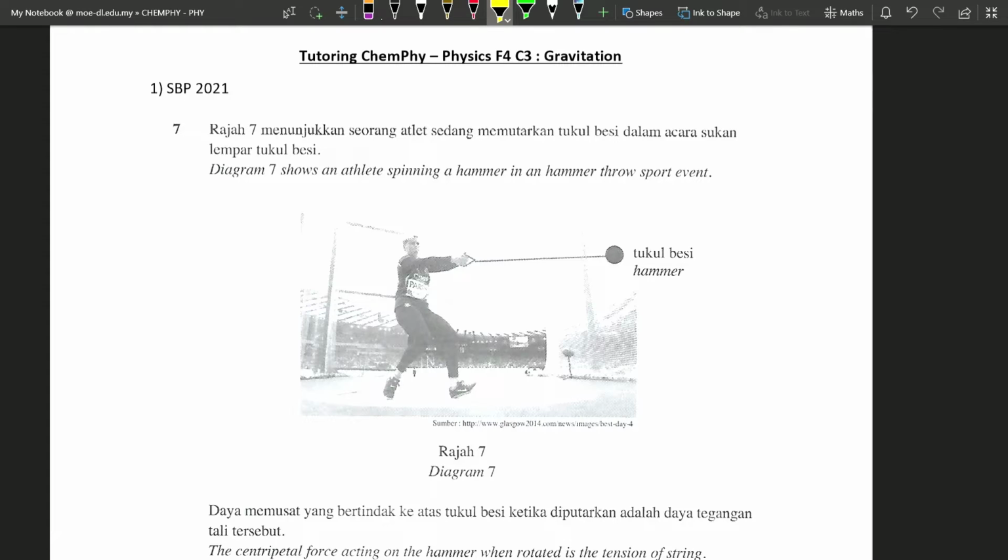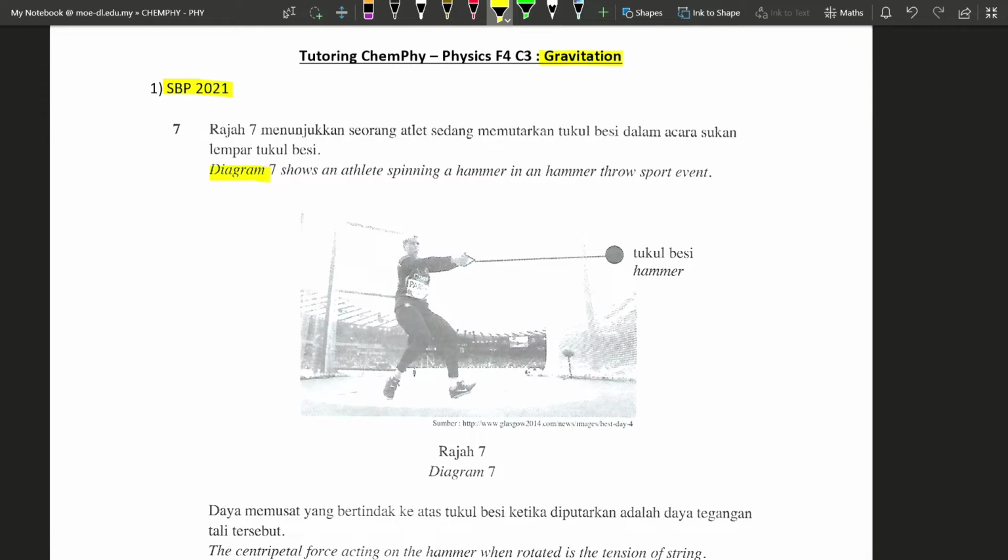Today we will go through some questions related to Physics Form 4 Chapter 3 Gravitation. So dekat sini saya dah prepare 3 soalan trial 2021. SBP, MRSM dan Negeri Sembilan. So you guys boleh download the material and do it together with me. So without further ado, jom kita proceed soalan pertama dari SBP 2021.